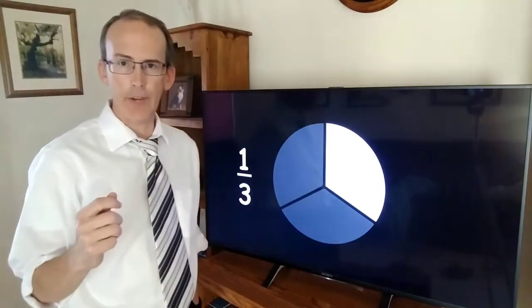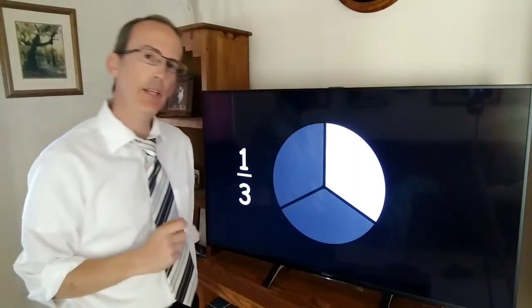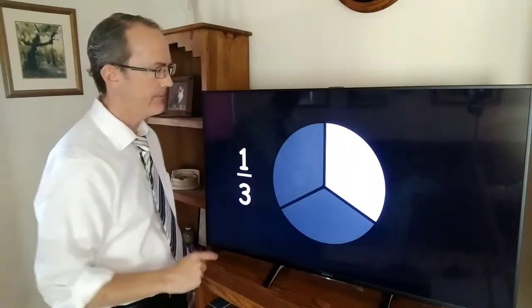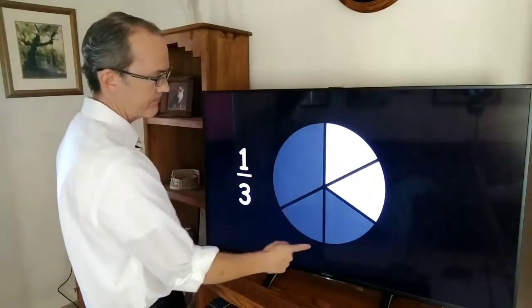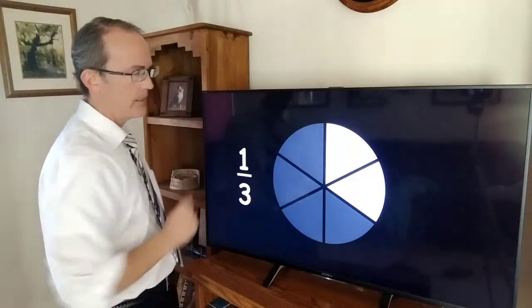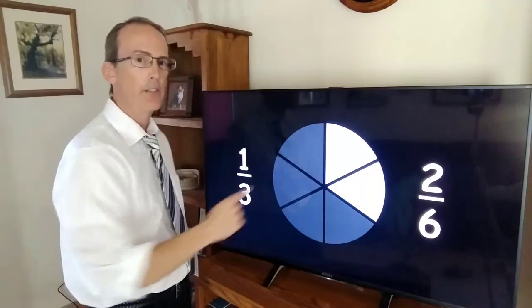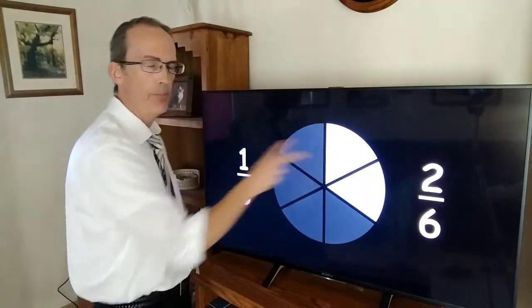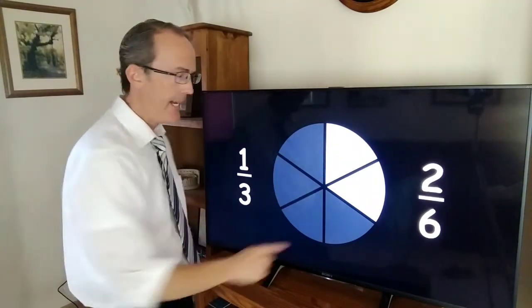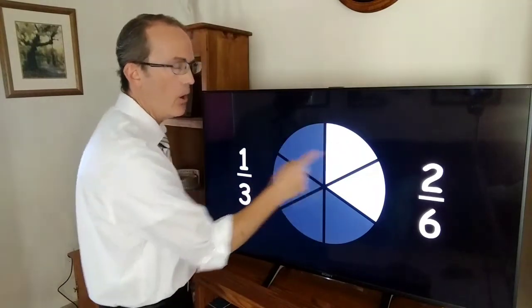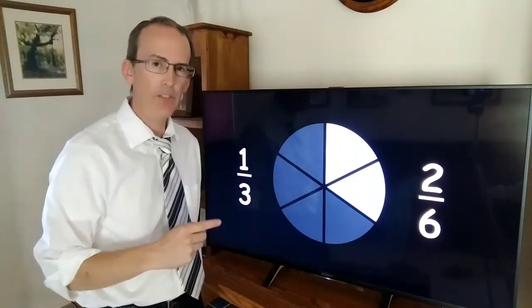Now, to find the equivalent fraction, I'm going to cut each one of those pieces in half. And now you can see that 1/3 is equivalent to 2/6. We have 2 pieces colored for our numerator and 6 pieces all together. 6 pieces make up the whole.